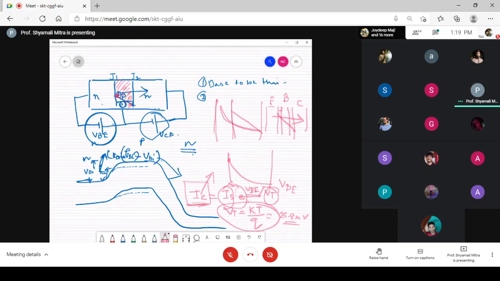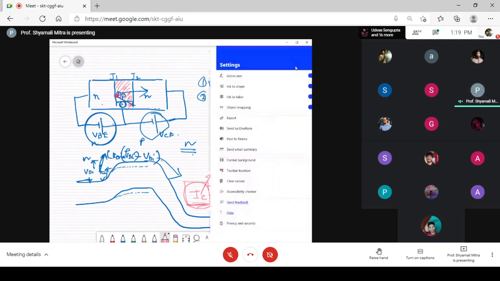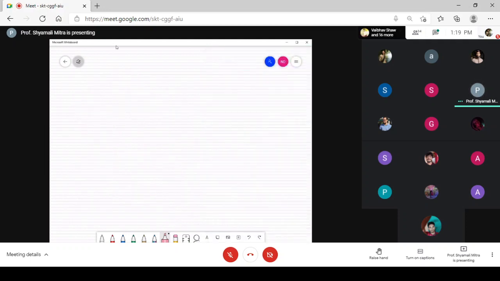So basically it dictates that it is a voltage controlled current device. The output is the current, and the controlling parameter is the voltage across the base to emitter. A small change in VBE leads to a large change in the current IC. Now let us try to draw the IC versus VBE curve, as we have already given this notation: IC is equal to IS e to the power VBE divided by VT.